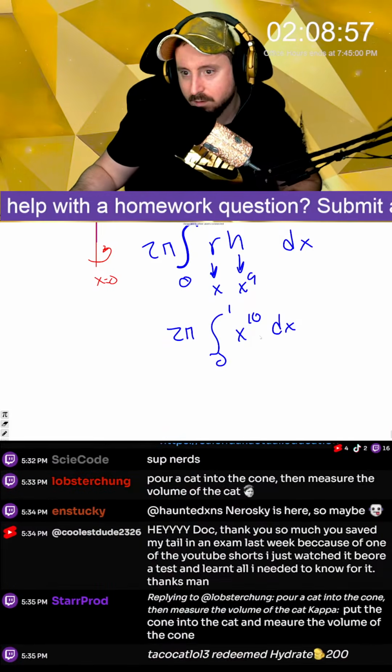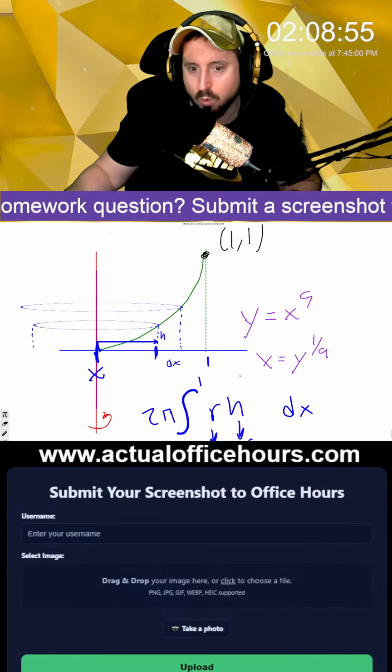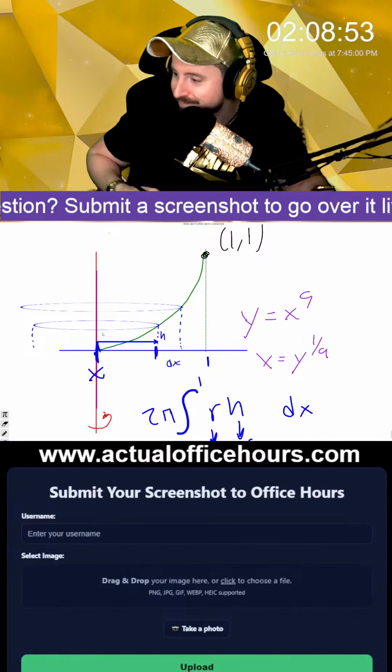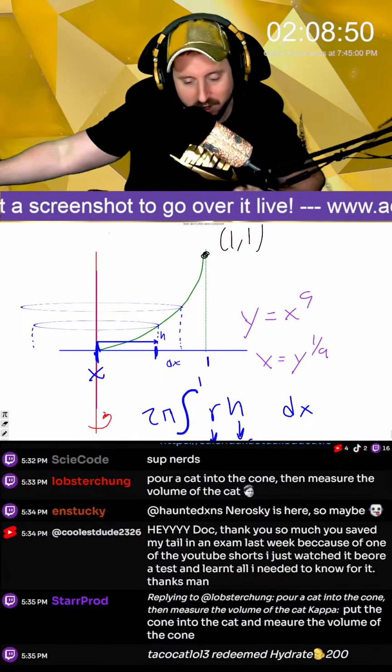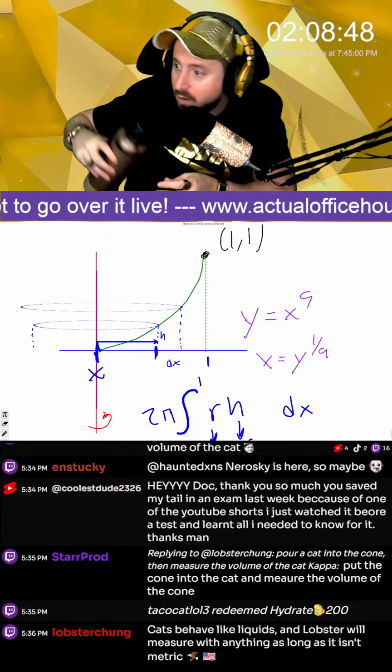So this is always easy, with x for the radius. It might not be. Well, yeah, the radius is usually x. Yeah, I agree. But that can change. Thank you, Taco Cat. I do need to hydrate. That can change though.